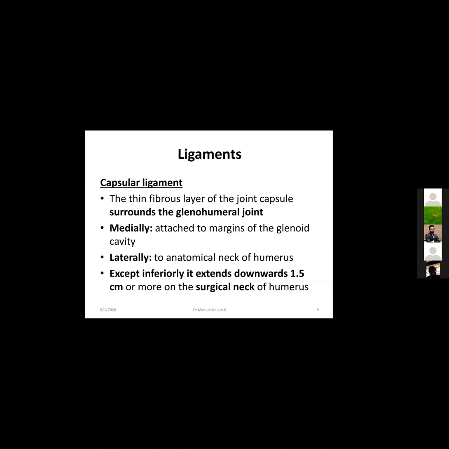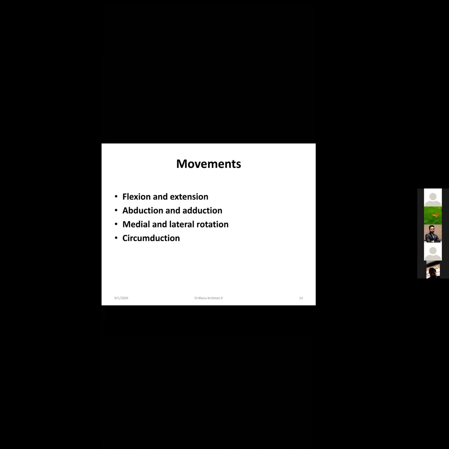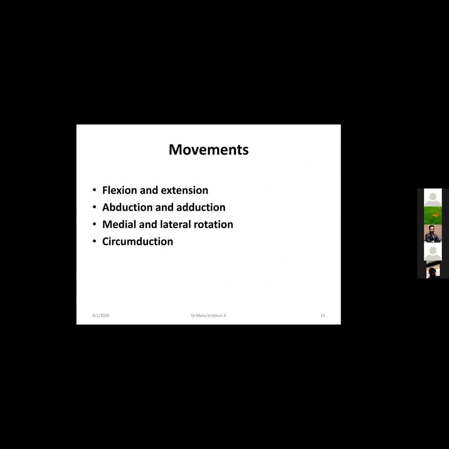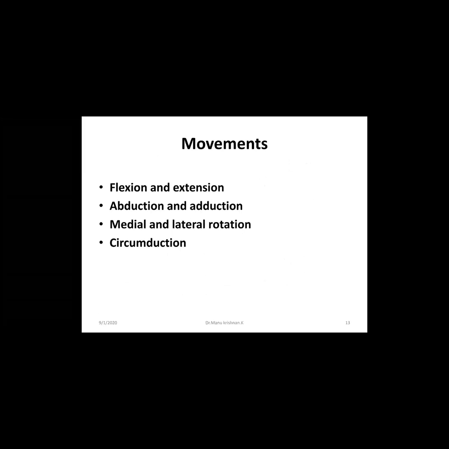So we have revised through the structure of the shoulder joint. So now we'll be going with the next part, that is nothing but the movements of the shoulder joint. The shoulder joint is a highly mobile joint. I have told you, it's the most mobile joint in the body and the most unstable one as well.